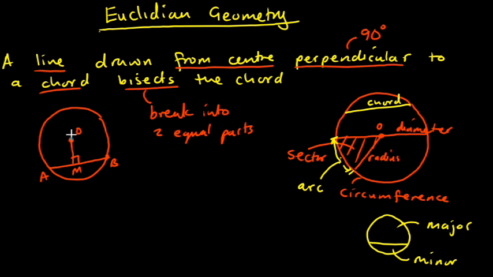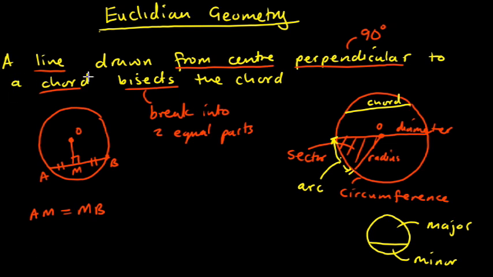So OM is perpendicular to AB. OM is a line drawn from center. And AB is a chord. And that line from center is perpendicular to the chord. Then OM is definitely breaking AB into two equal parts. It means that this first part is equal to the second part. This is what the theorem says. It says that then AM is equal to MB.